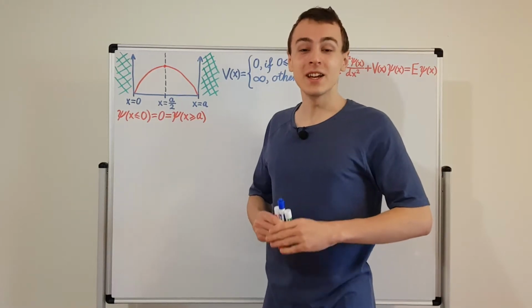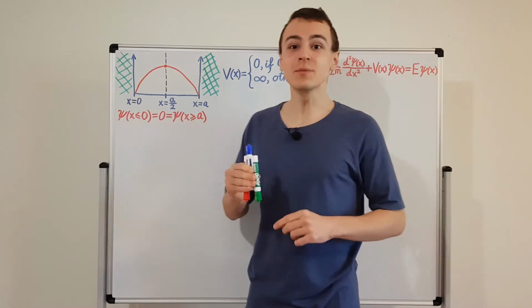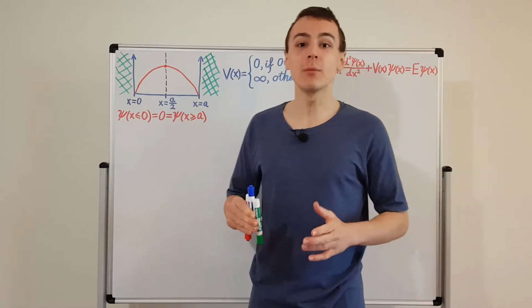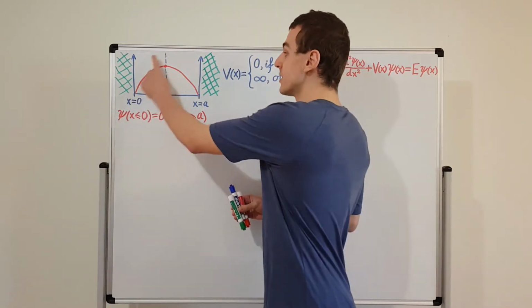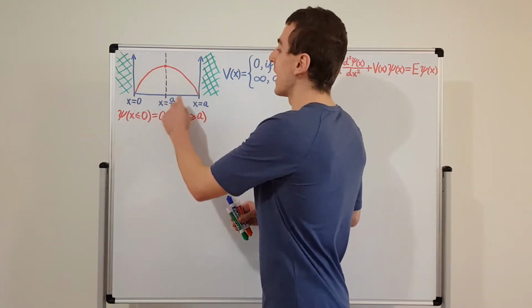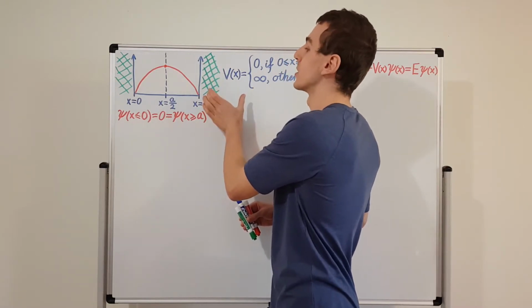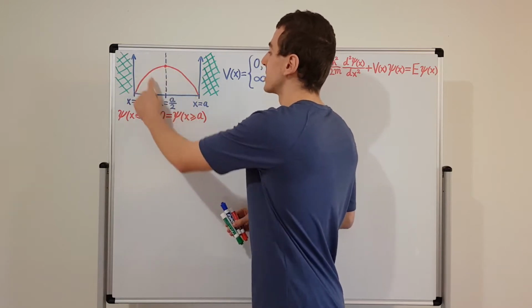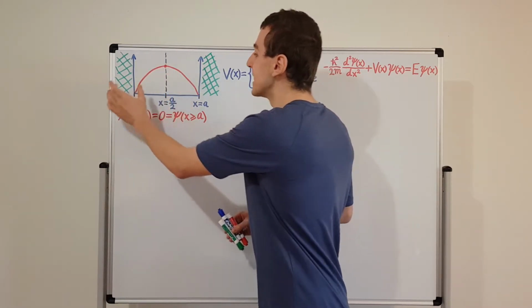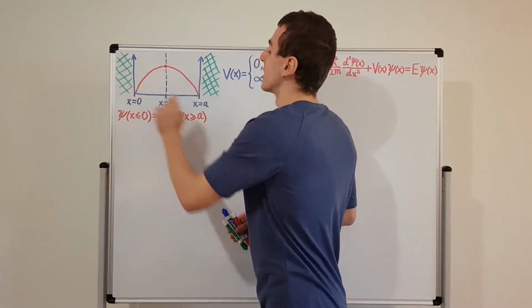Let's investigate the one-dimensional particle in a box. In this model, the universe can be broken up into three separate regions. The middle region, I'm going to call the box, and these two outer regions, I'm going to call impenetrable barriers. So the particle is stuck inside the box. It cannot escape because these are impenetrable barriers. That's what I've shaded in green over here.